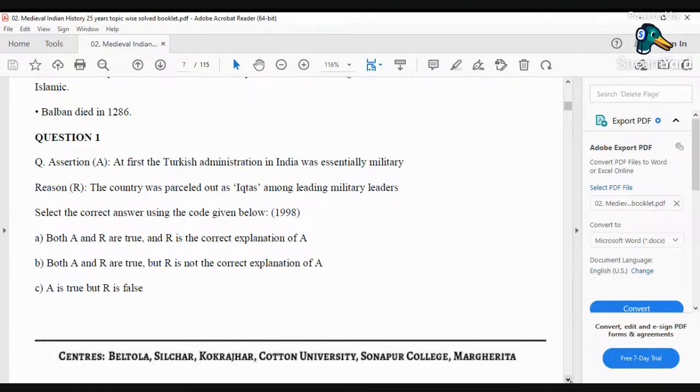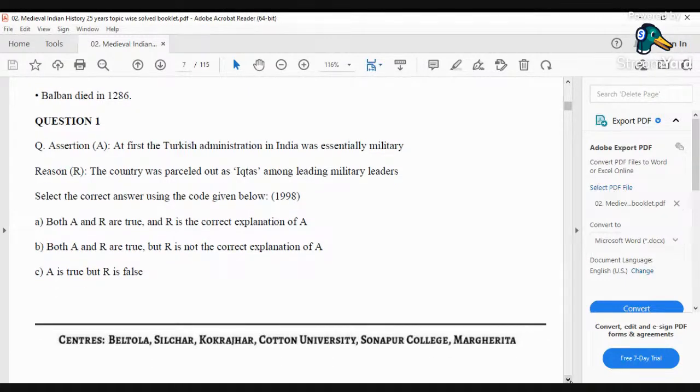But unfortunately, Razia Sultan became a victim of the court intrigues. She could not remain the ruler for a long time. She was not immediately succeeded, but the next important ruler of the slave dynasty was Balban. Balban became the de facto ruler, and he was a gray figure. He was a gray character because there was a positive side to him as well as a negative side to him. So let's now look at some of the questions which were being asked from this particular phase of Indian history.